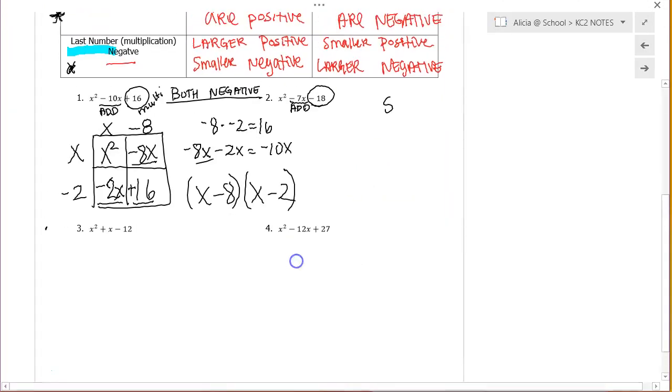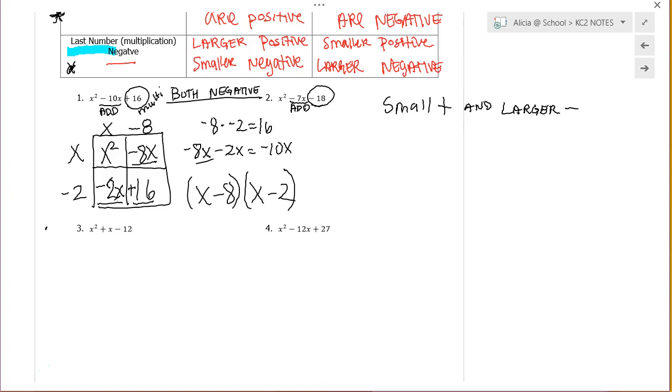Oops, that keeps jumping like that. Sorry for making you busy. So smaller positive, and I'm going to say a larger negative. Alright, so I'm looking for negative 18.